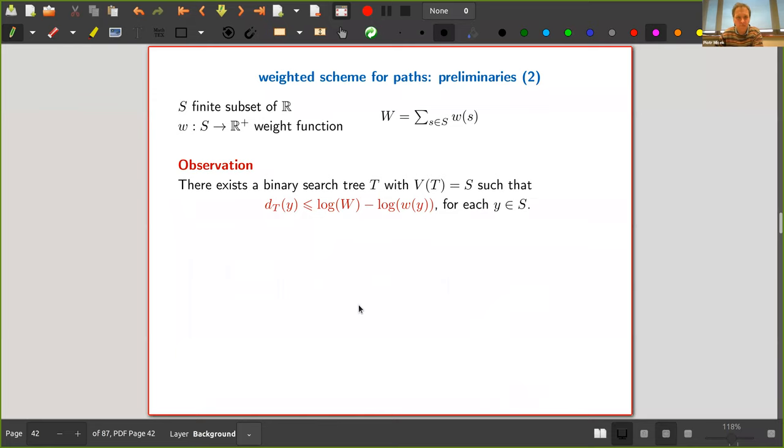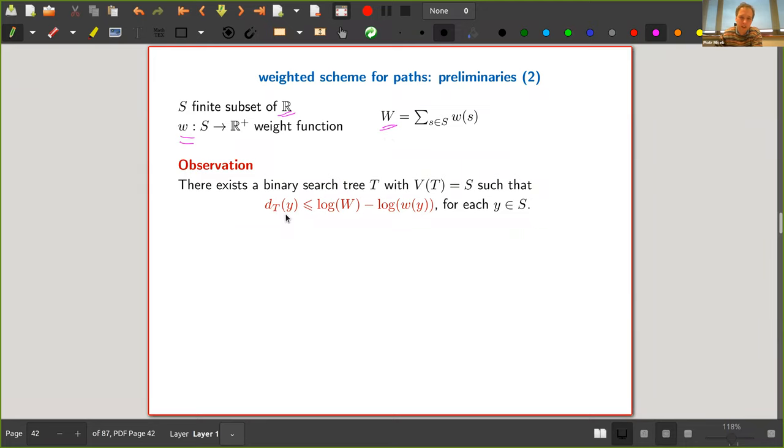And then the standard trick is the weighted scheme for paths, which says that we have our numbers, but we put some weights on the numbers, and that's the W function. Then there is a way to produce a binary search tree such that vertices of larger weight are closer to the root. So their final labels are shorter, exactly what we wanted. W is the sum of all the weights.